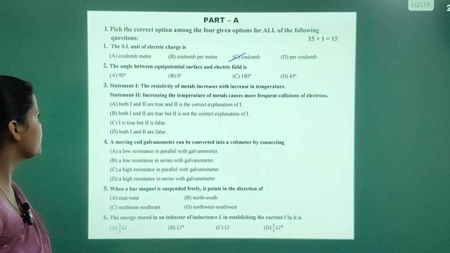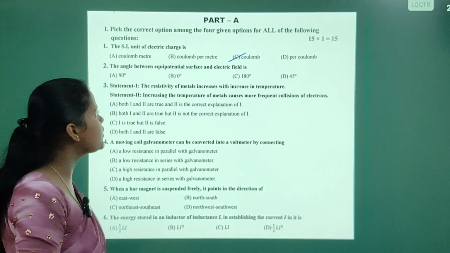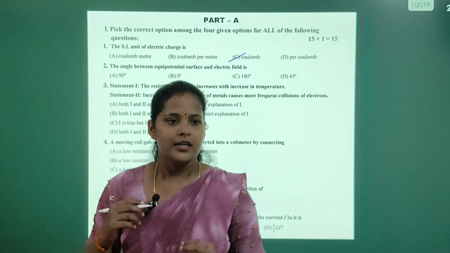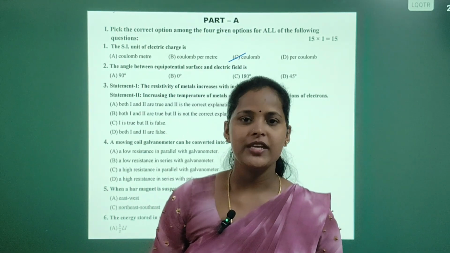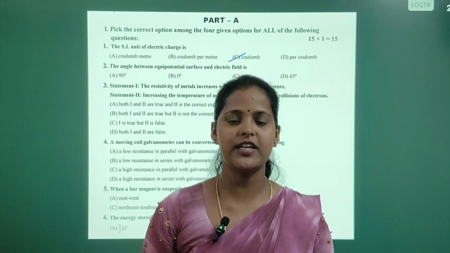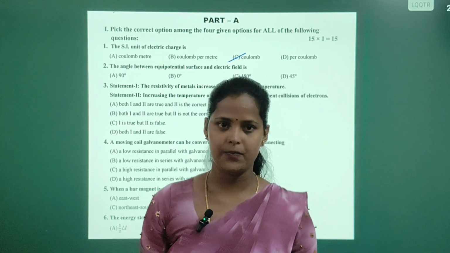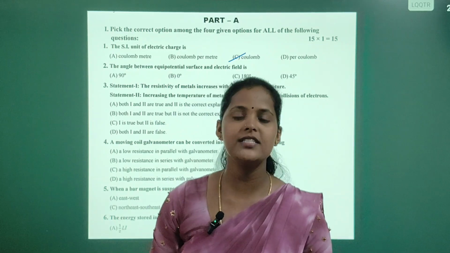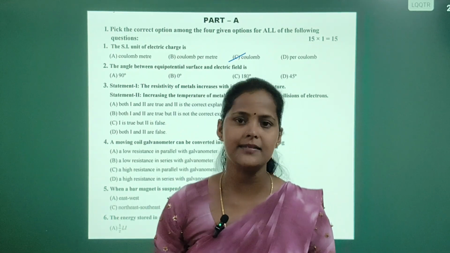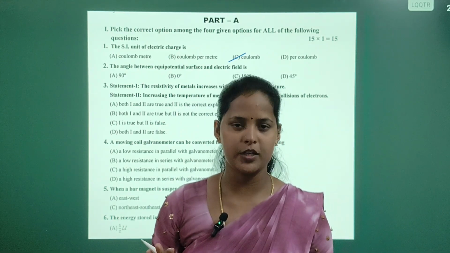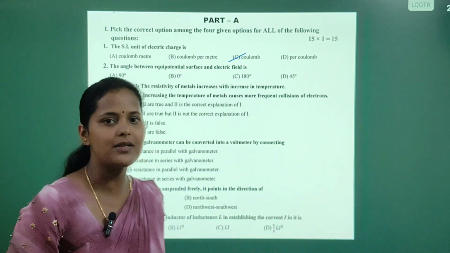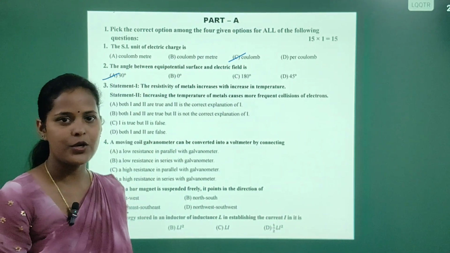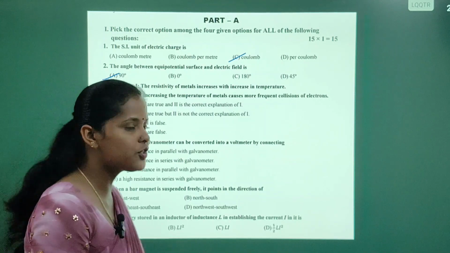Let's start with the second question. The angle between the equipotential surface and electric field is... If we take any surface, the equipotential surface and electric field are always perpendicular to each other. For example, cylindrical surface and spherical surface, all the surfaces, the equipotential surface and electric field are always perpendicular to each other. Perpendicular is nothing but 90 degree. So, the correct option is 90 degree.